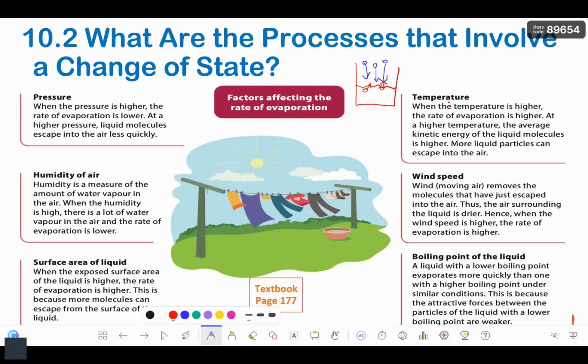Okay, and then obviously temperature. If you have a higher surrounding temperature, the water molecules are able to absorb more heat, able to gain more kinetic energy, able to overcome the forces of attraction. So more liquid will evaporate.